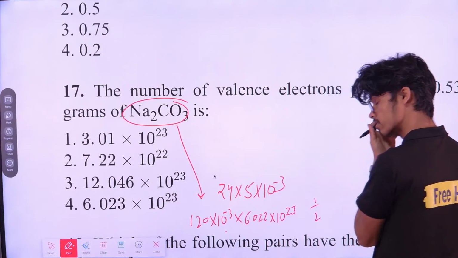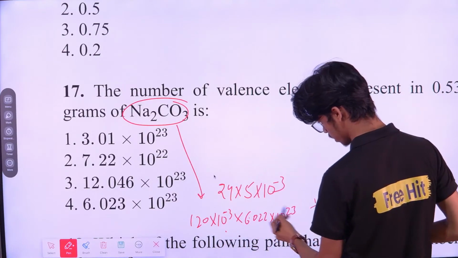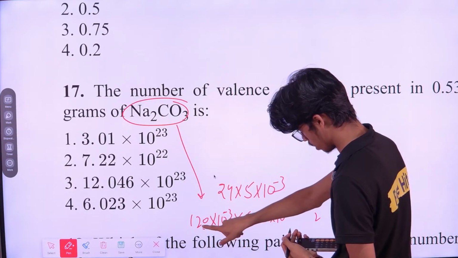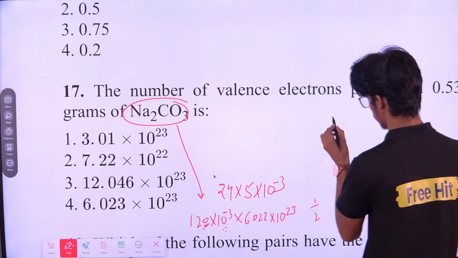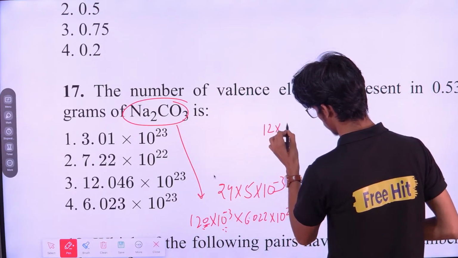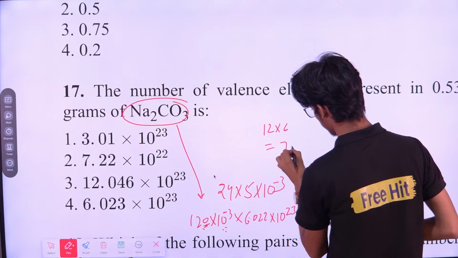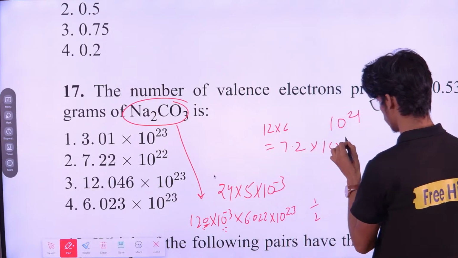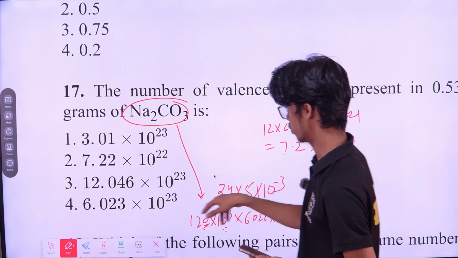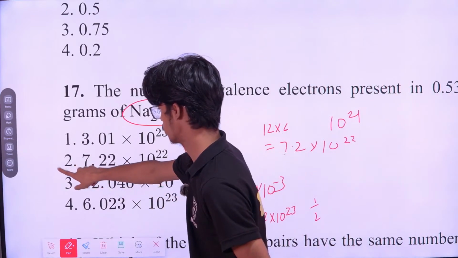Okay, so multiply it. 23 minus 3 is 20, and 20 plus 1, 10 from here, okay? So that is 10 to the power 21, and 12 into 6, it's 72, but I'll write it as 7.2 and write 10 to the power 22, okay? So 7.2 something, 10 to the power 22. Option number 2 is the right answer.